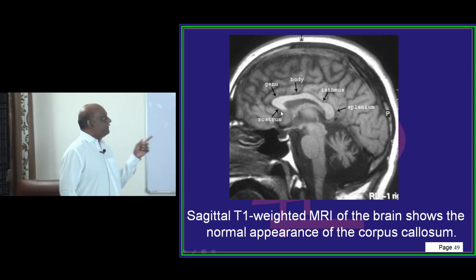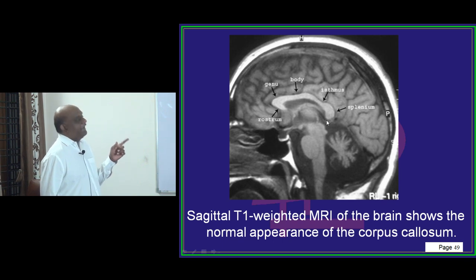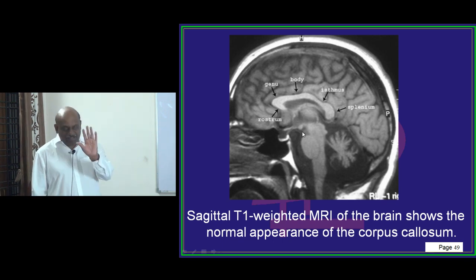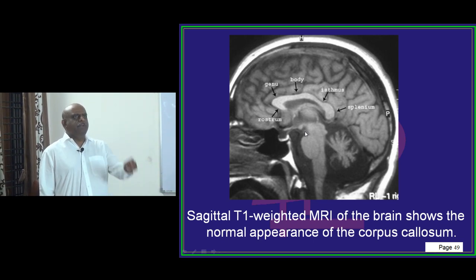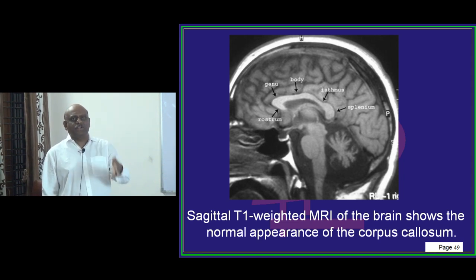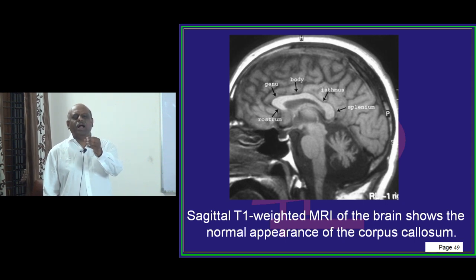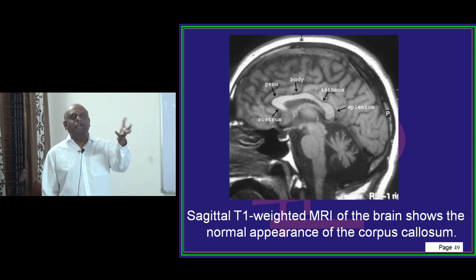So typically, this is called the rostrum, this is the genu, this is the body, this is the isthmus, this is the splenium. Corpus callosum is such a big structure. If it is there in a normal person, MRI of brain is a child's play, doctor. If you understand once or twice which structures are where, and you know what section am I looking at, about half a dozen times you should interpret the MRI brain. After that, it's a child's play, no big deal.